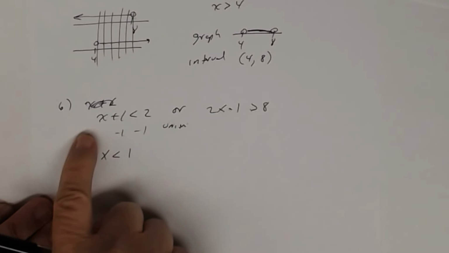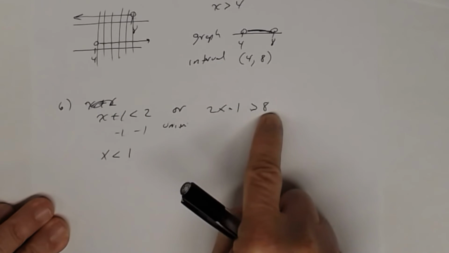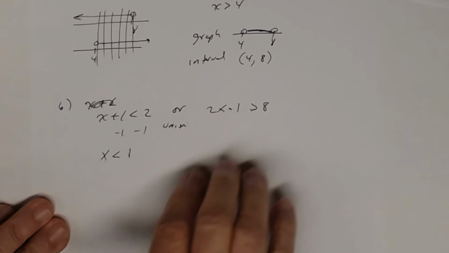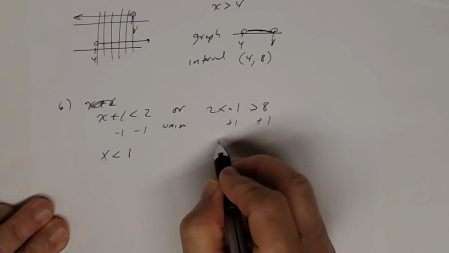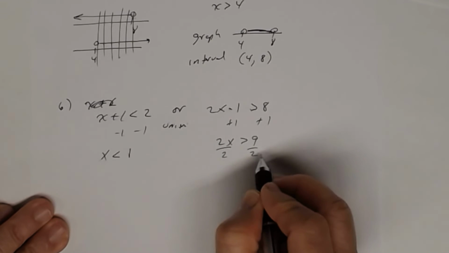So I already know, by the way, one part of the solution to this whole compound inequality. That's this one. So any real number less than 1 is the solution to this whole thing, because that's the or statement. Over here, if I add 1 to both sides, I get 2x is greater than 9. Divide both sides by 2.